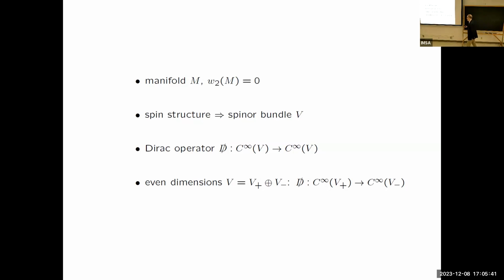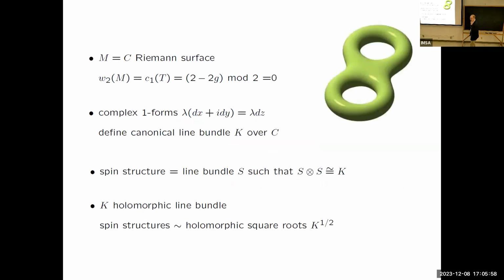And this is like the fundamental example of an elliptic operator which underlies the index theorem, the Atiyah-Singer index theorem. But what I'm going to talk about today is a kind of minor version of that. What happens if you take the manifold to be a Riemann surface, a 2-dimensional manifold? Then this second Stiefel-Whitney class is just the first Chern class mod 2, or the Euler characteristic mod 2, which is obviously 0. And so it is a spin manifold.